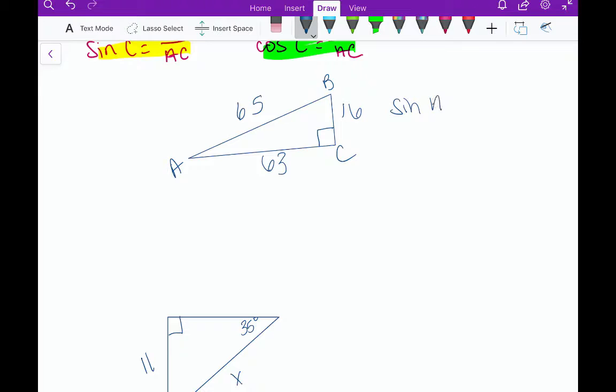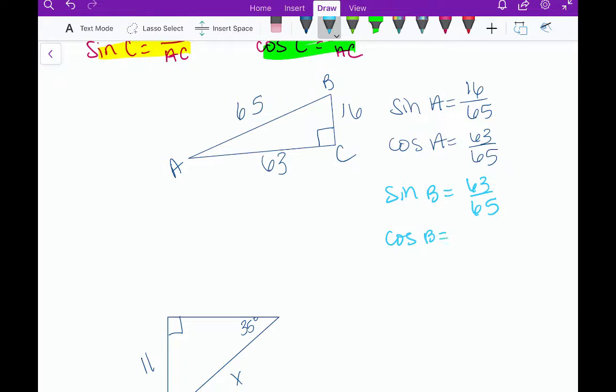So the sine of angle A is going to be equal to 16 over 65. The cosine of angle A is going to be equal to 63 over 65. Remember that when I talk about opposite and adjacent, I'm never referring to the hypotenuse. The sine of angle B is equal to 63 over 65. So again, notice that's the cosine of A. And the cosine of B is going to be what the sine of A was, which is 16 over 65. And I could simplify those ratios, or I could put them in the calculator and get an estimate to know what those ratios would be.